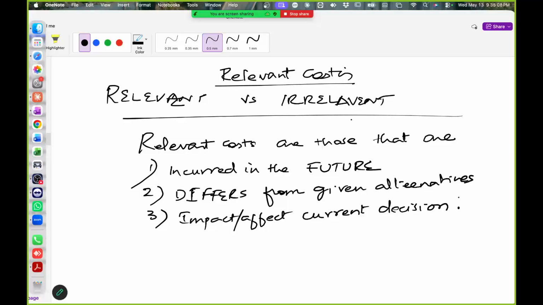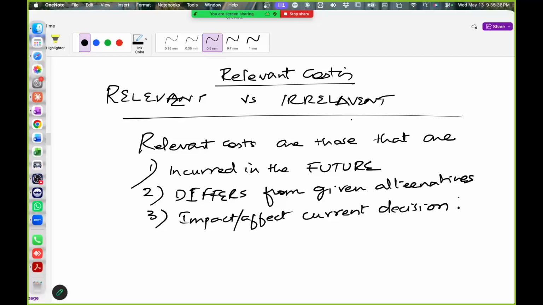So, three criteria must be there for a cost to be called a relevant cost. Any other things are irrelevant for the decision we are going to take. They must be incurred in the future. They differ from the given alternative. They affect my current decision.